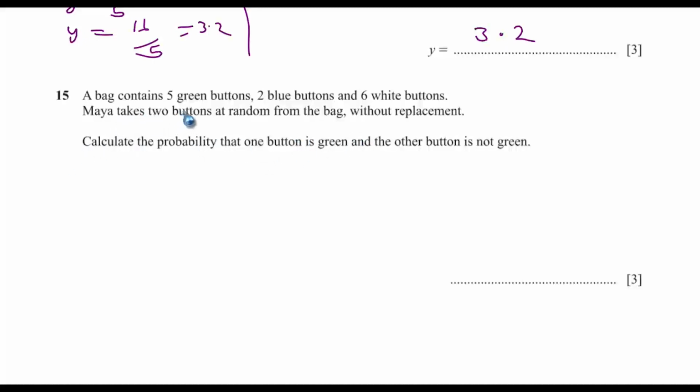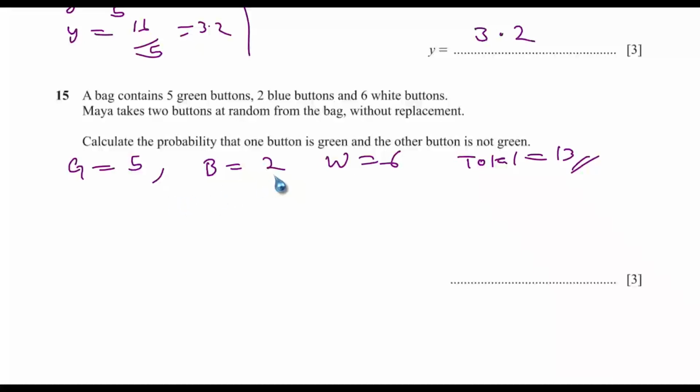Okay, so let's denote the green buttons by G. So let the green button be G. You have G equal to 5, and then the blue button B equals 2, and the white button W equals 6. So the total here is equal to 13. That is 5 add 2, 7, 7 add 6, 13. So calculate the probability that one button is green and the other button is not green.